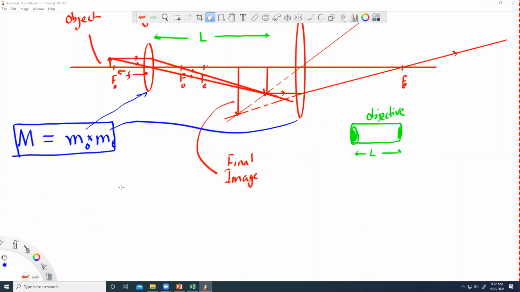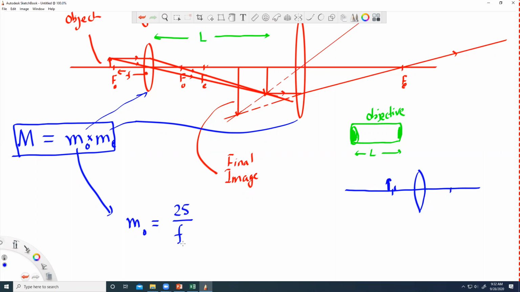So let's look at this one, objective. Magnification of objective. Do you guys remember from the previous one? Magnification, this objective is just like a magnifying glass, okay? So the object is placed near the focal point. In the previous one, we placed it here, but here we put it here. So that's 25 over f, right? And in this case, f is the focal length of the objective. So that's the magnification of this single lens.